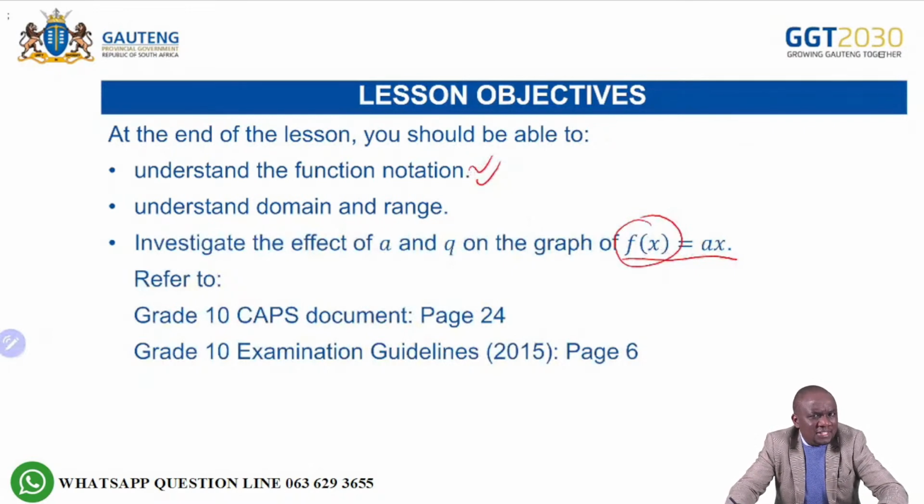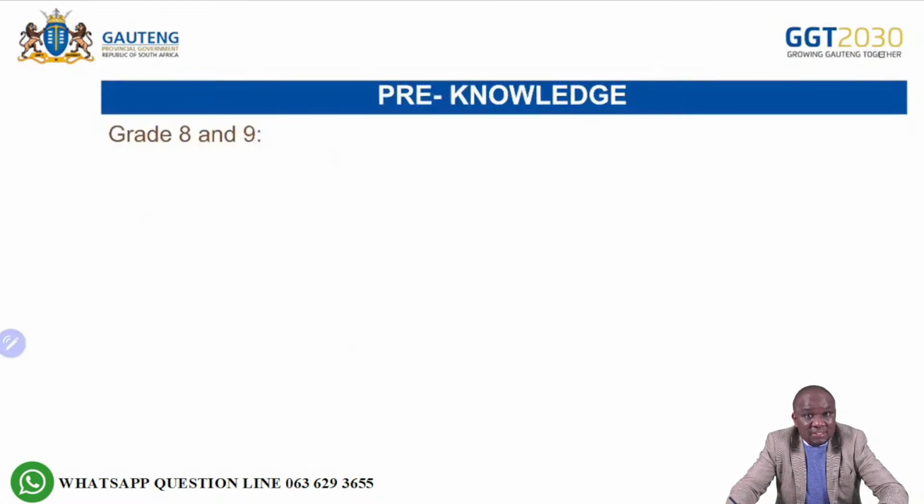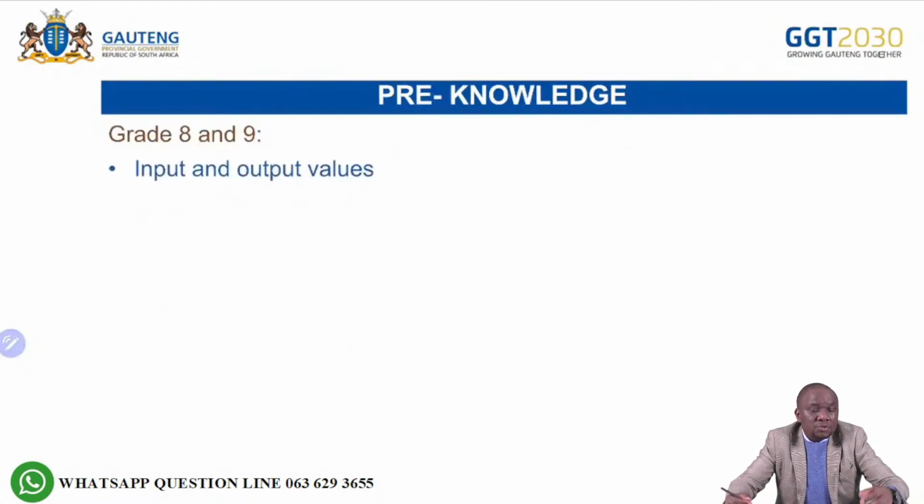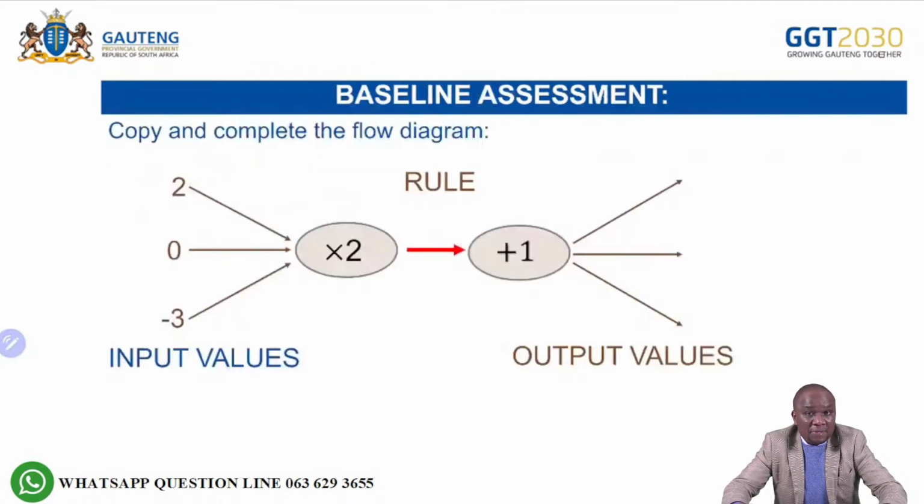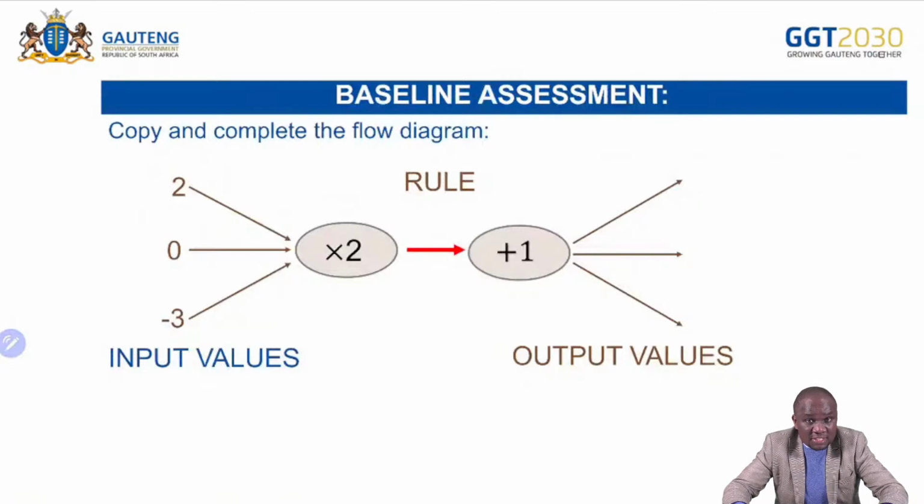Pre-knowledge. What did you do in grade 8 and 9? We've already talked about that. In grade 8 and 9 we did input and output values. So that's what we are using. We're going to build up from this knowledge. Now I want us to do a baseline activity for 3 minutes. We did flow diagrams in grade 8 and 9. I want us to answer this question. Copy and complete the flow diagram. Let's do this in 3 minutes, and then after 3 minutes, we're going to mark our work. Let's try.